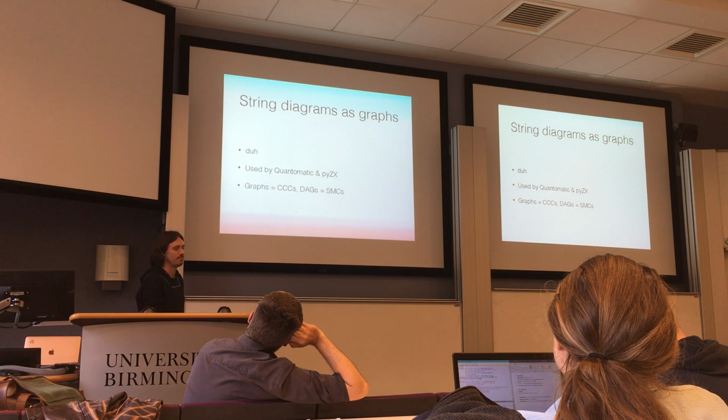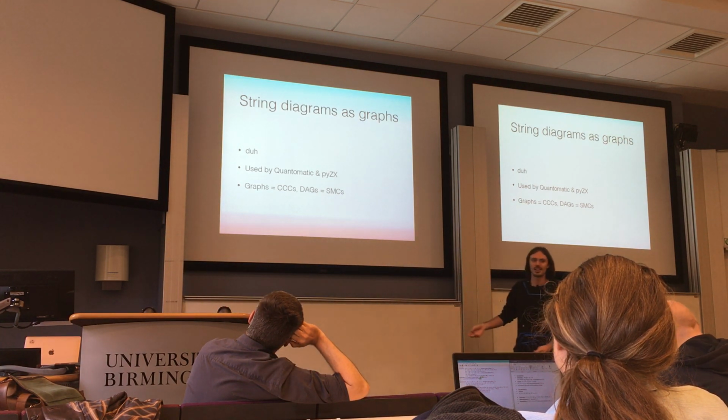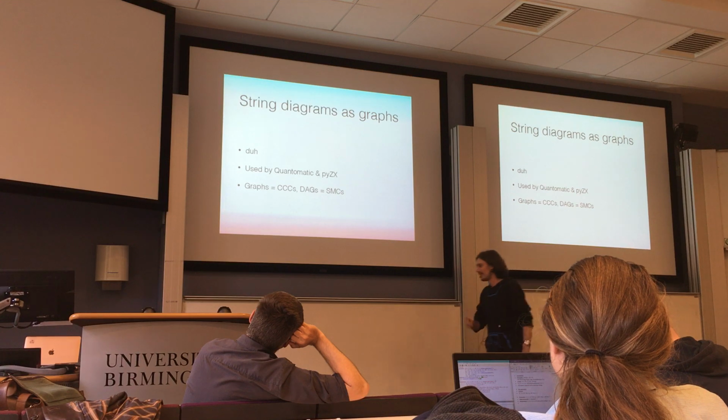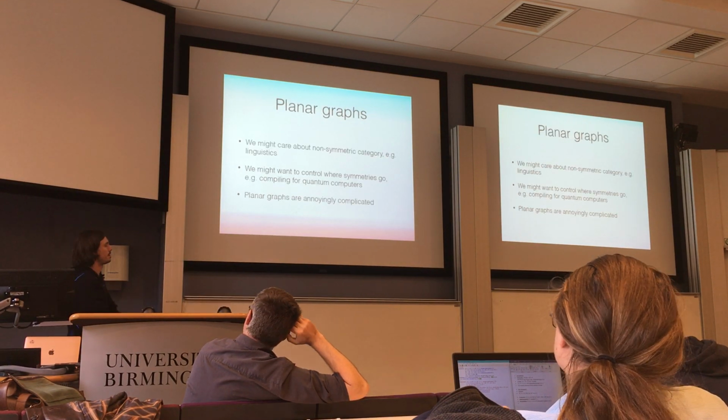And it's quite nice. You can get different flavors of categories very easily. So general graphs give you CCCs. Directed graphs will give you non-self dual CCCs. DAGs will give you symmetric monoidal categories. Planar graphs. Okay, so planar graphs are a bit of a headache, right?